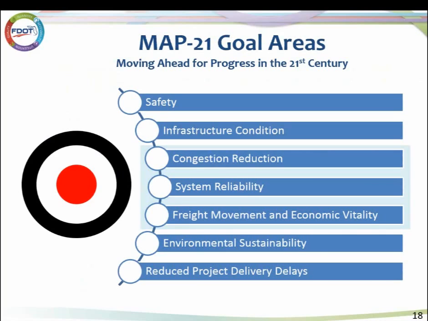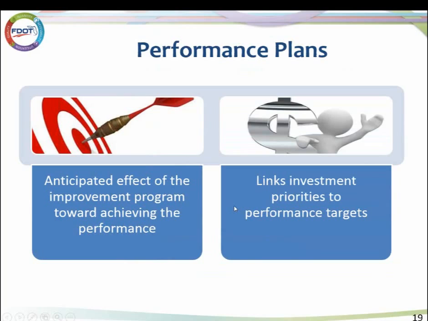Moving on to MAP 21, at the national level, there are 7 national goal areas. And of these 7, the middle 3 there are the ones dealing with mobility. So 3 of the 7 deal directly with mobility: congestion reduction, system reliability, and freight movement. The states and MPOs will be required to have performance plans. In these plans, we're to show how we're achieving our desired performance, and also to link transportation investments to our performance targets.